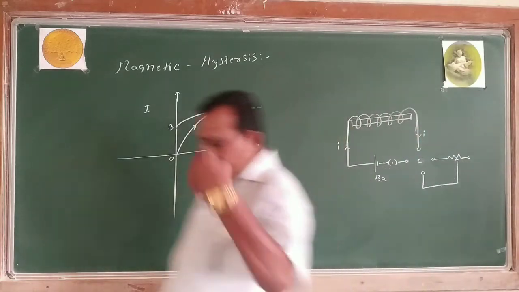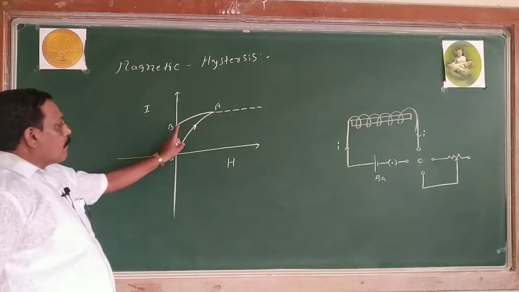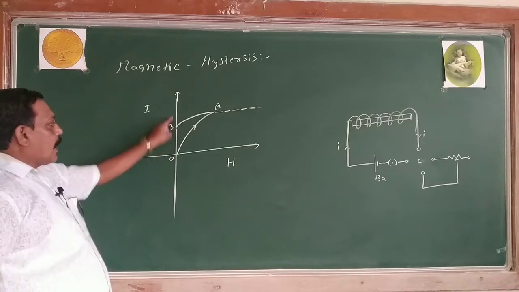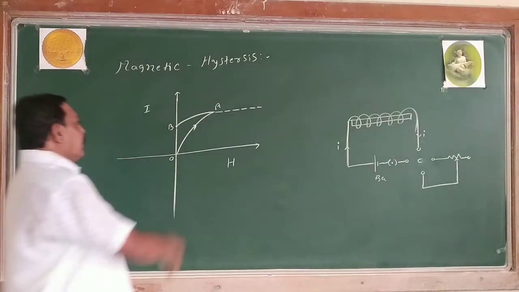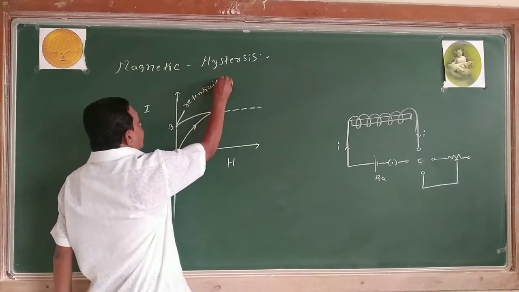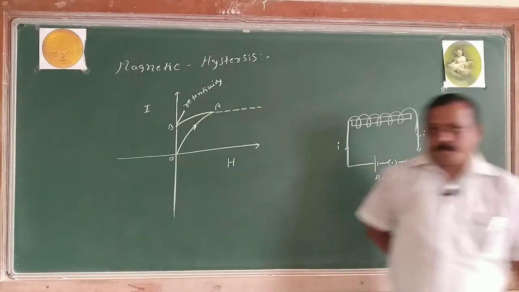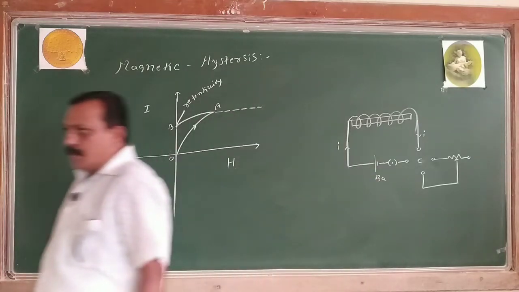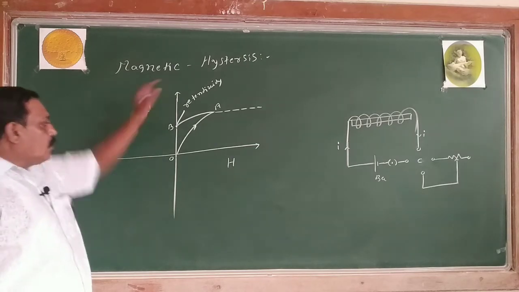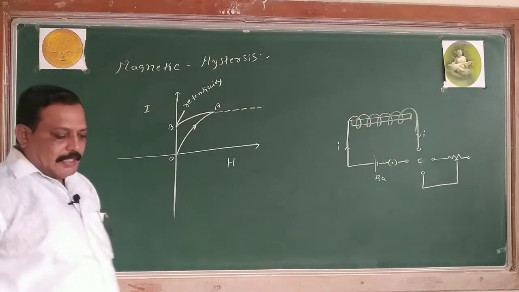Retentivity is the property by virtue of which, when the magnetizing field is 0, the intensity of magnetization is not 0. The magnetic property is still retained in the material, even though the magnetizing field is made 0. That property of the material is called retentivity.